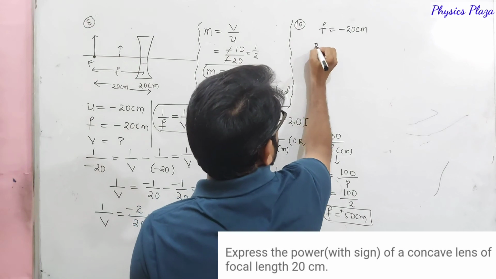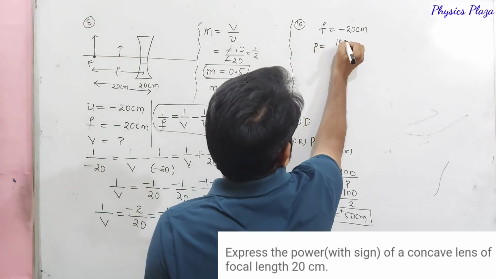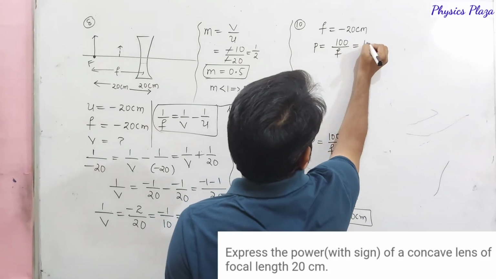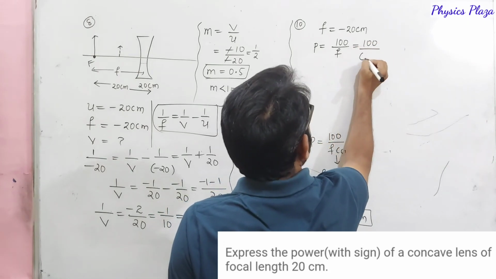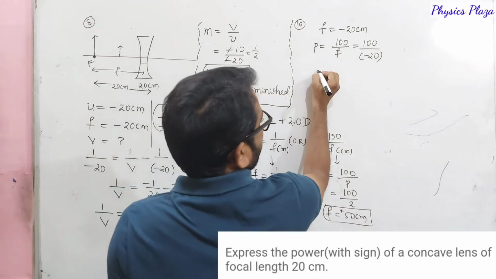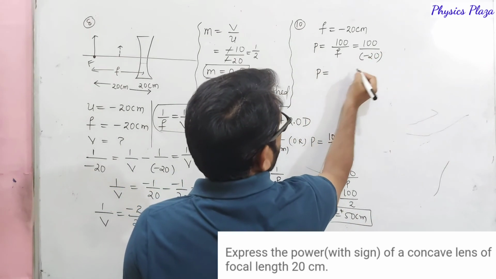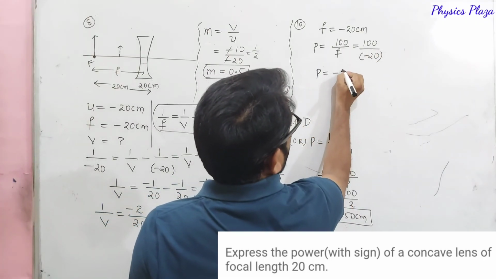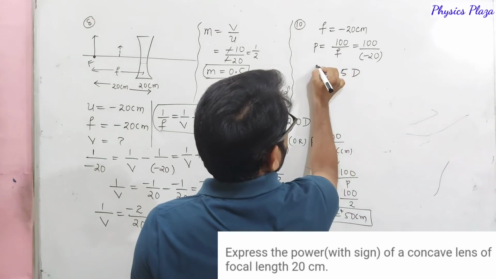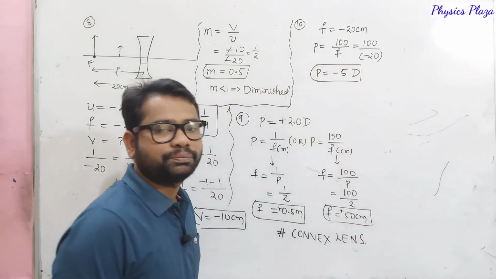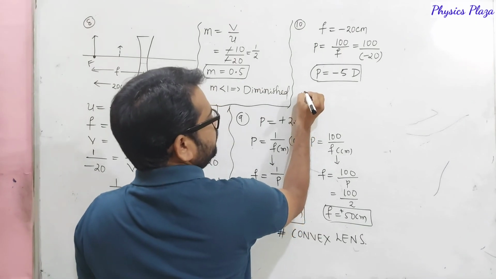Okay. So, P is equal to 100 by F. Let us substitute the values. It is 100 by minus 20. So, here power is equal to, how much are we getting? Obviously 20 fives are 100. So, we are getting minus 5D, that is, minus 5 diopters.